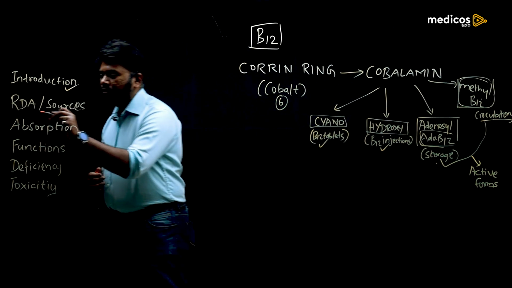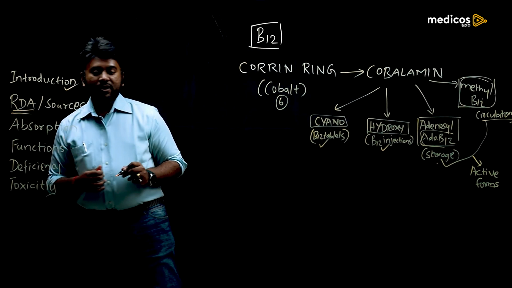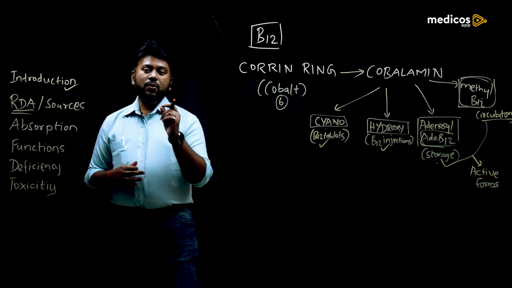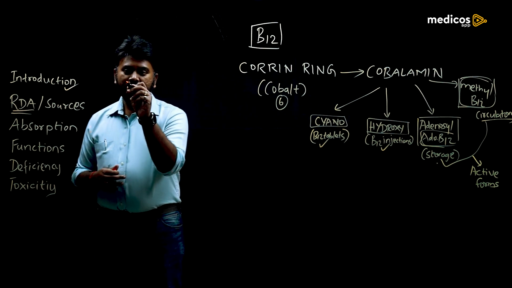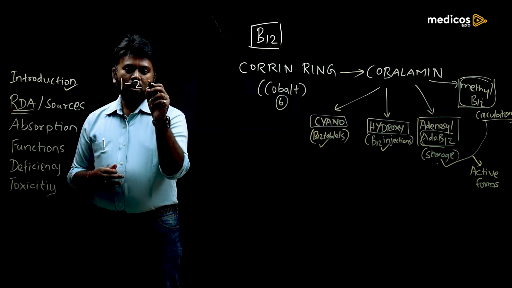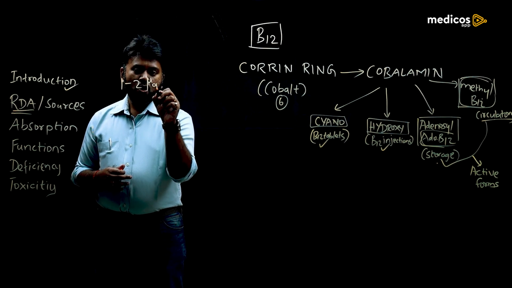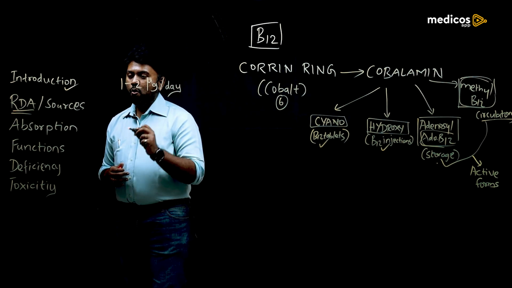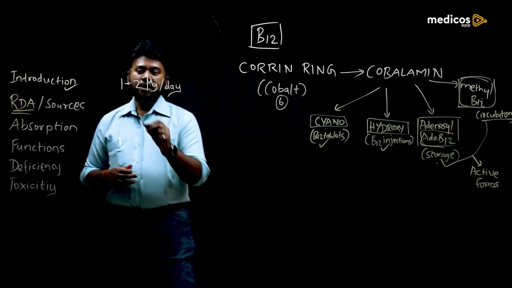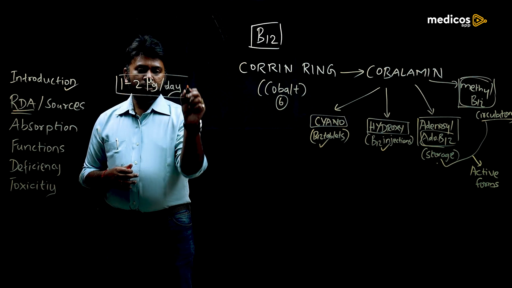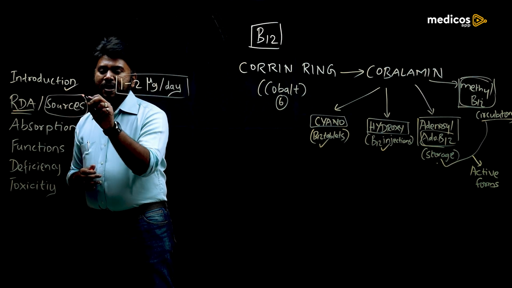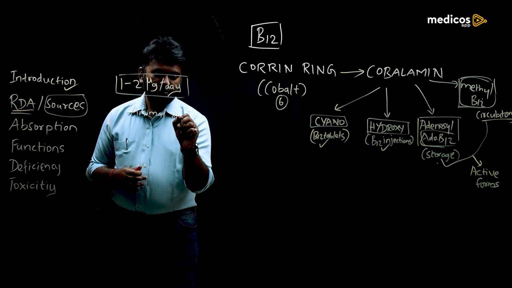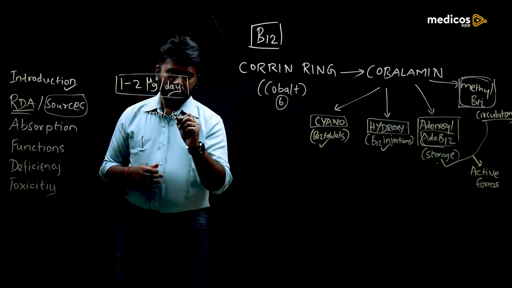Next, coming to the RDA, the recommended dietary allowance. Among the vitamins, vitamin B12 is the one needed in the least quantity. The recommended dietary allowance for vitamin B12 is just 1 to 2 micrograms per day. We need only 1 to 2 micrograms per day. As for where you can get B12, you can get it mainly from animal sources.